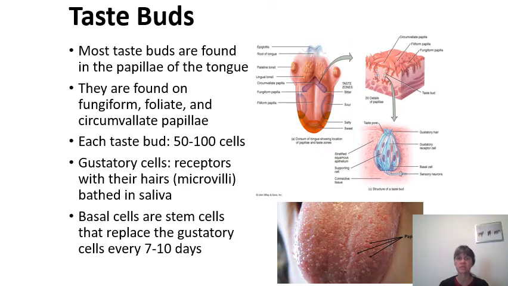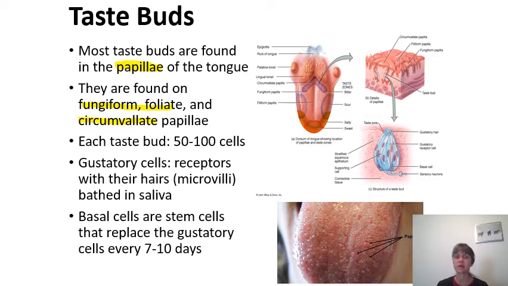Here we have more pictures of taste buds, and you can see the different areas where these are found on the tongue. And again, most of the taste buds are going to be found in the infoldings of the papillae of the tongue. You'll remember from looking at the dermal papillae that a papilla is just a nipple-like projection. So again, we have the fungiform, foliate, and vallate papillae. Some books refer to the vallate papillae as circumvallate because they are circular structures.